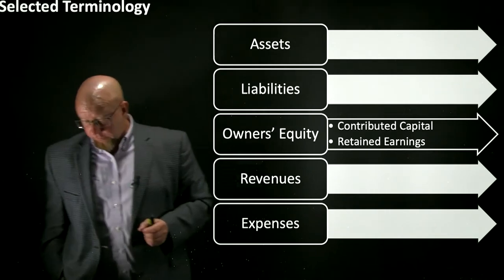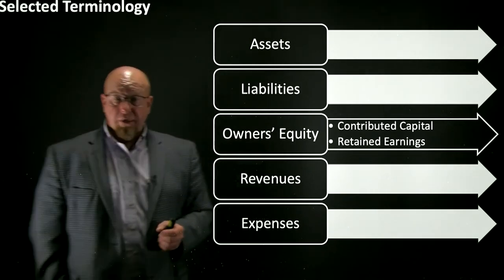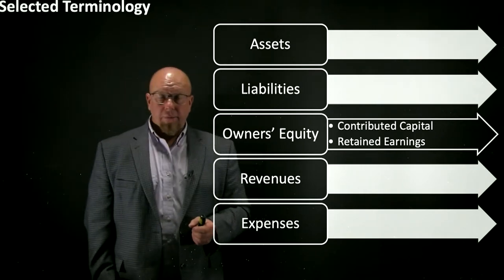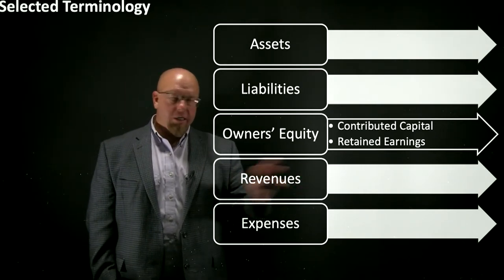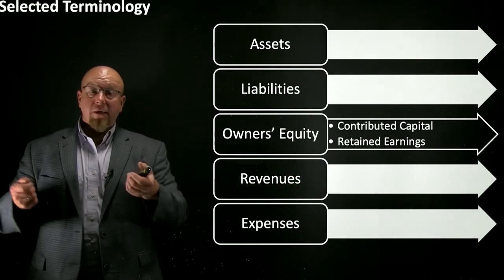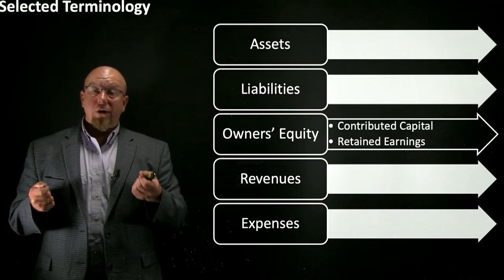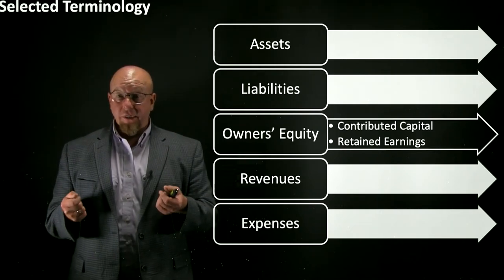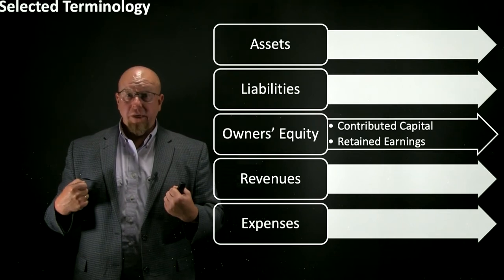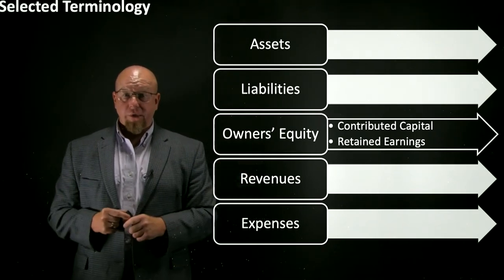Now, of course, you might want to take a distribution from the business. If it's a corporation, it'll be called a dividend. If it's another form of entity, it'll have different terminology, but the concept is the same: maybe some of those earnings are not going to be retained within the business, but we're going to distribute some of those to the owners of the business. That would be a reduction of owner's equity.